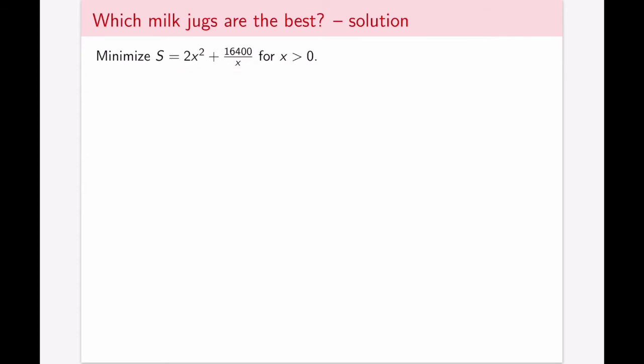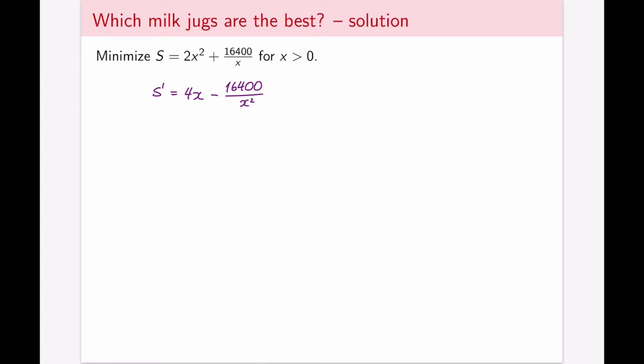Here's our function. There are only so many ways that we can proceed from here. We know that we need to minimize it, so we need to find the actual derivative of the function first. So what is it going to be? It's going to be 4x plus the derivative of this. Now this is something that you might want to do maybe a little bit on the side. This is actually 16,400 times x to the negative 1, and then we can apply the power rule. So negative 1 comes down, and we will end up with 16,400 divided by x squared as the actual derivative here.